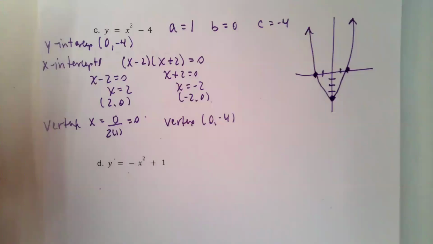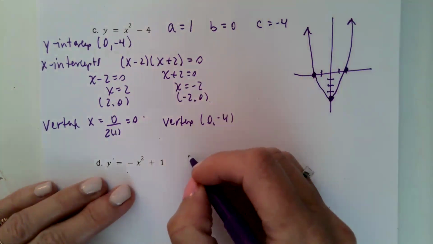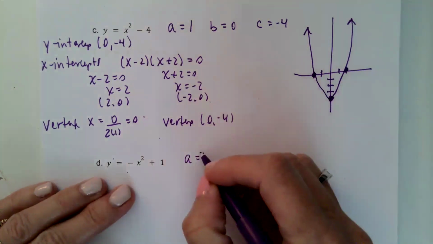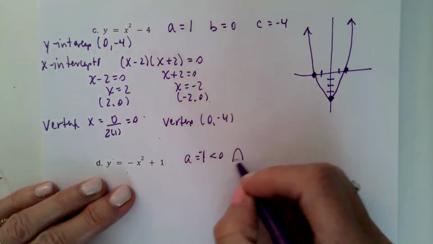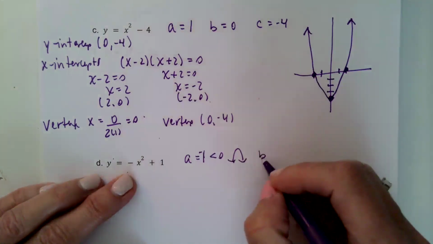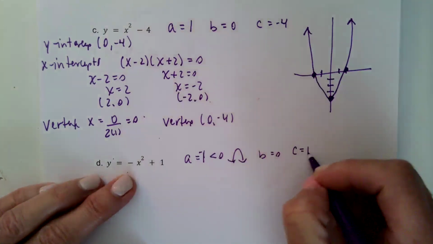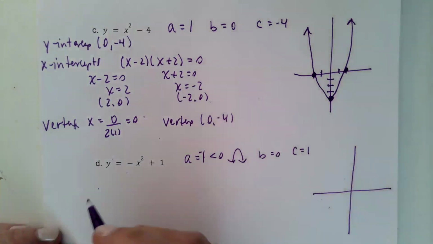So let's look at letter D. So letter D, I'm going to write down my A is a negative 1. And it's less than 0. So I know it's going to be a face down, because A is a negative 1. B is 0 again, and C is 1. So I'm just getting this ready for a quick graph.